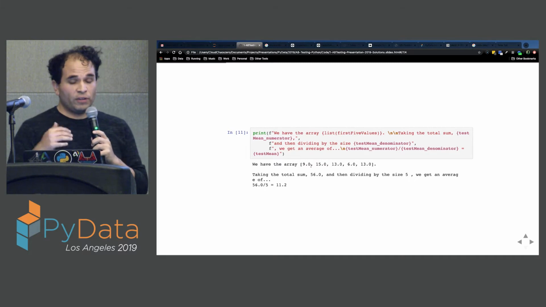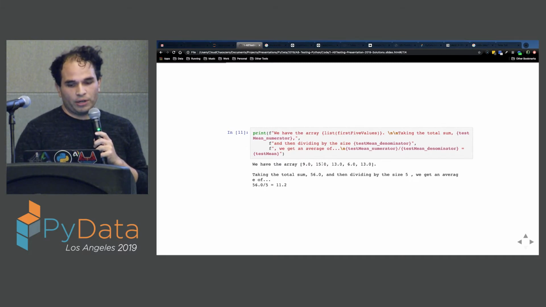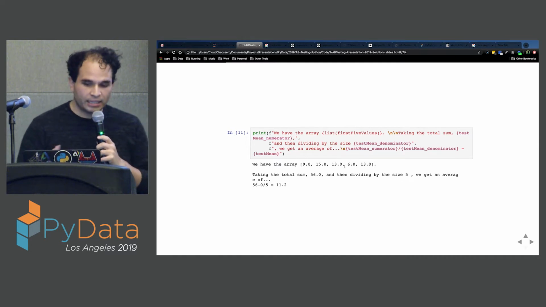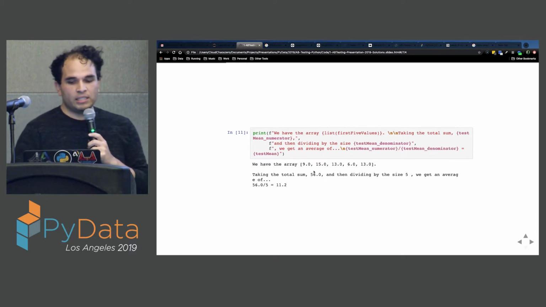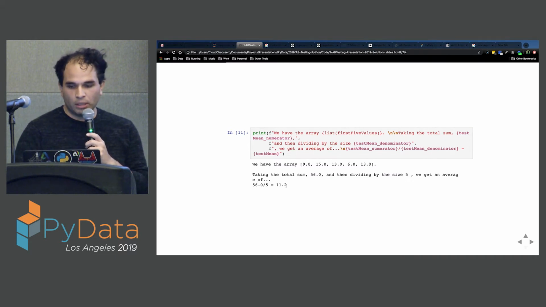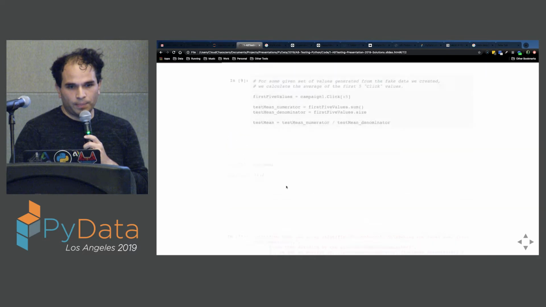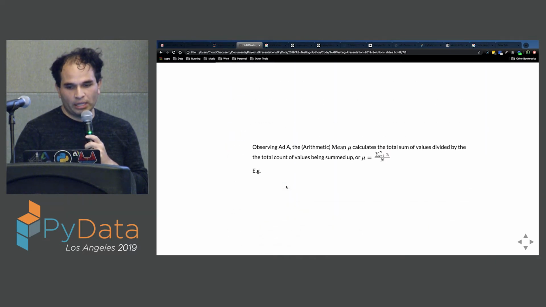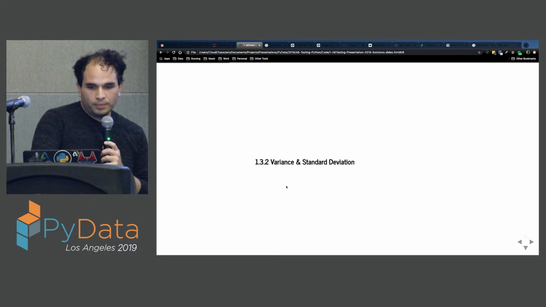So we have the first five values of campaign A, which are here: 9, 15, 13, 6, and 13. Take the total sum of that, we would get a total of 56. And then dividing by the count of those values, we get an end result of 56 divided by 5, which is 11.2. So that's what this definition would look like in implementation.